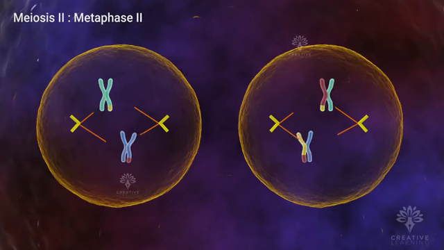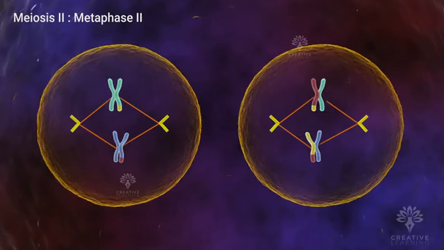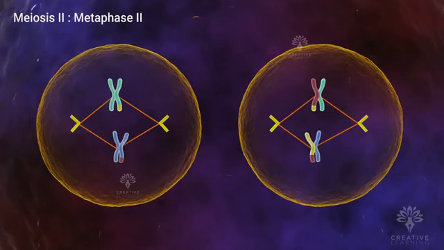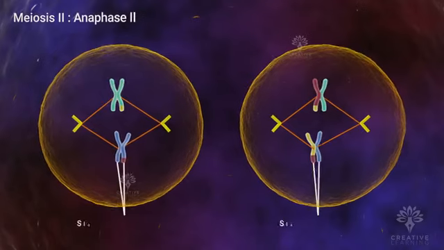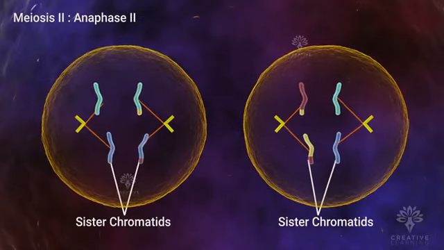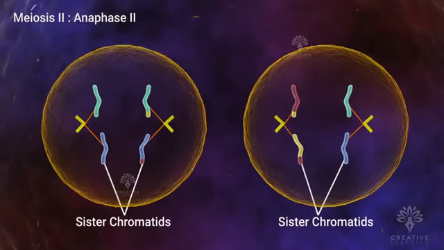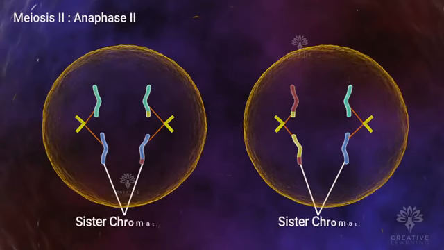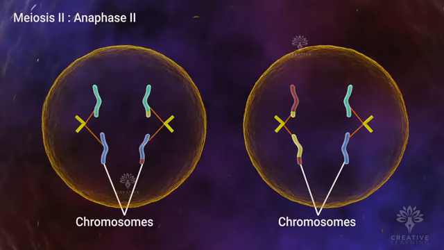During metaphase II, the chromosomes in each cell align at the equator and attach to spindle fibers at either pole. During anaphase II, the sister chromatids of each chromosome separate and migrate to opposite poles. Once the sister chromatids separate, they are called chromosomes.